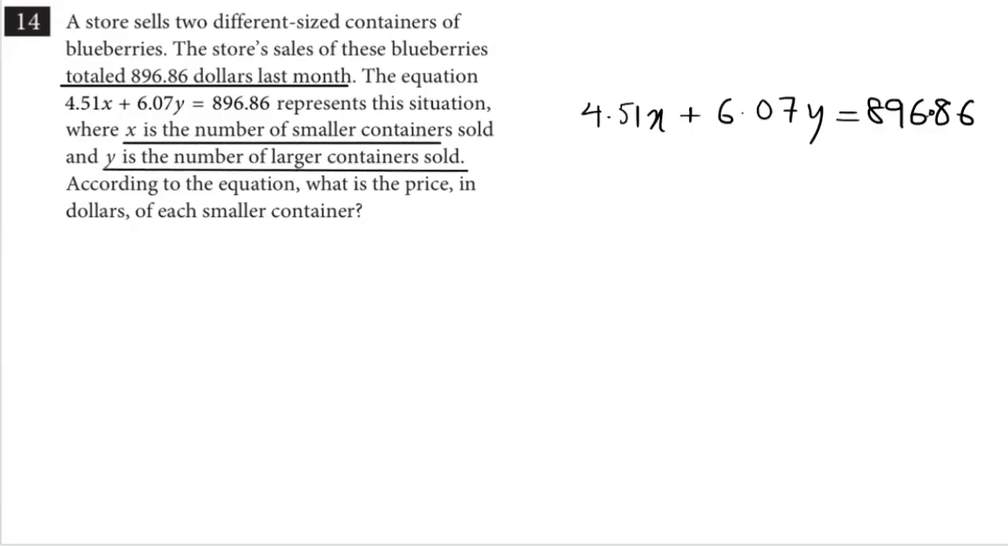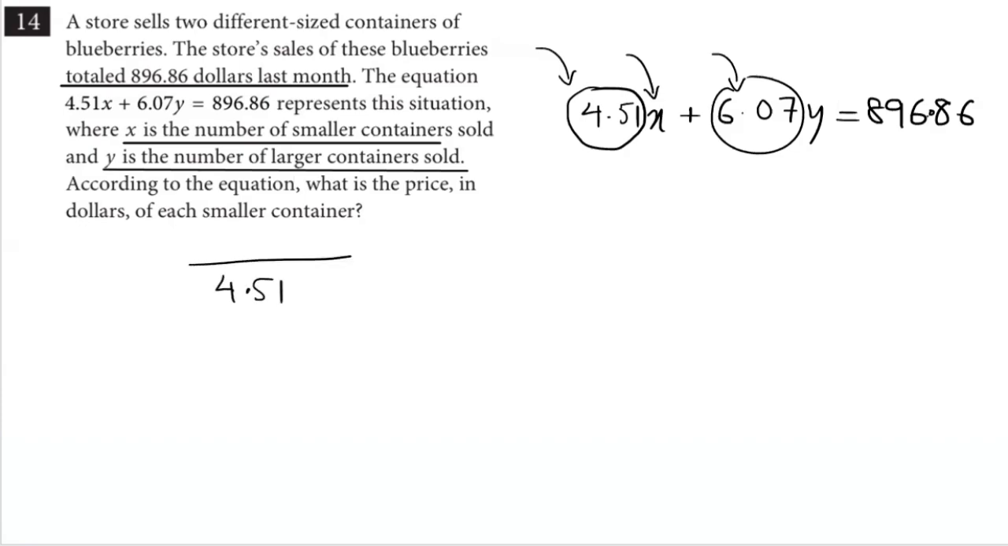of large containers. So according to the equation, what is the price in dollars of each small container? You can see that this is the quantity of small containers and this is the coefficient. So this is the price of one small container and similarly, this is the price of one large. They have asked us to find the price in dollars of each small container. So 4.51 is the correct answer.